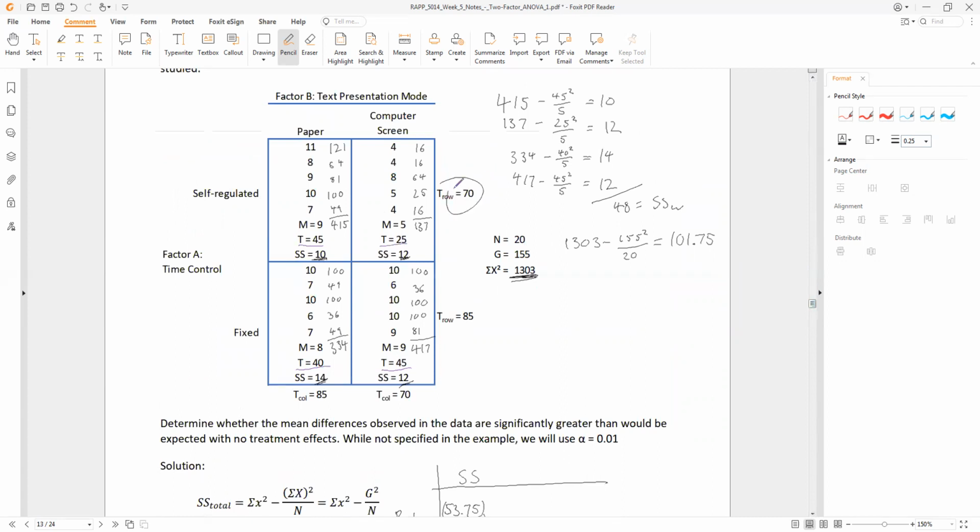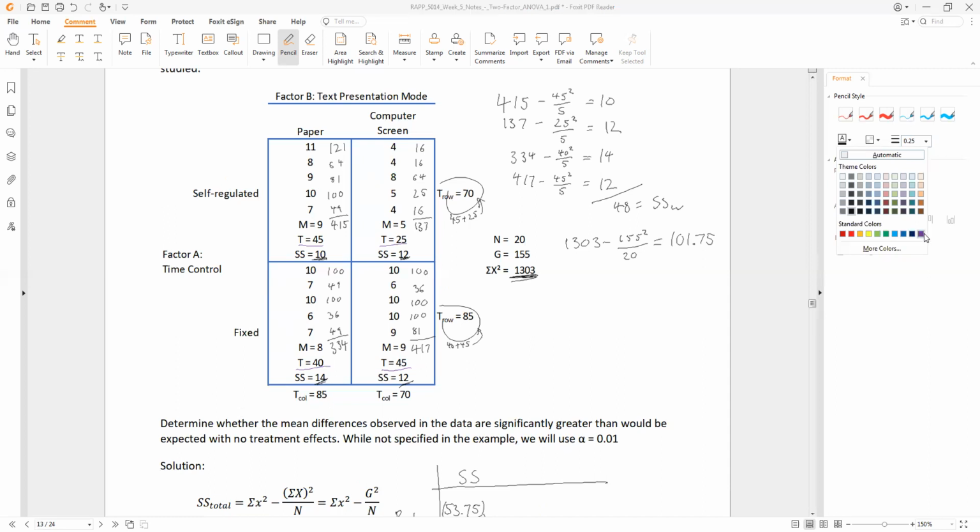You see I have the row totals here, the 70 and the 85. If you don't know where they come from, it's just the total for everything in this row, everything in the self-regulated row. So the 45 plus the 25 gets me to 70. And the 85 is the 40 plus the 45. And so we can see we have the row totals and we have these column totals. What do we do with them?